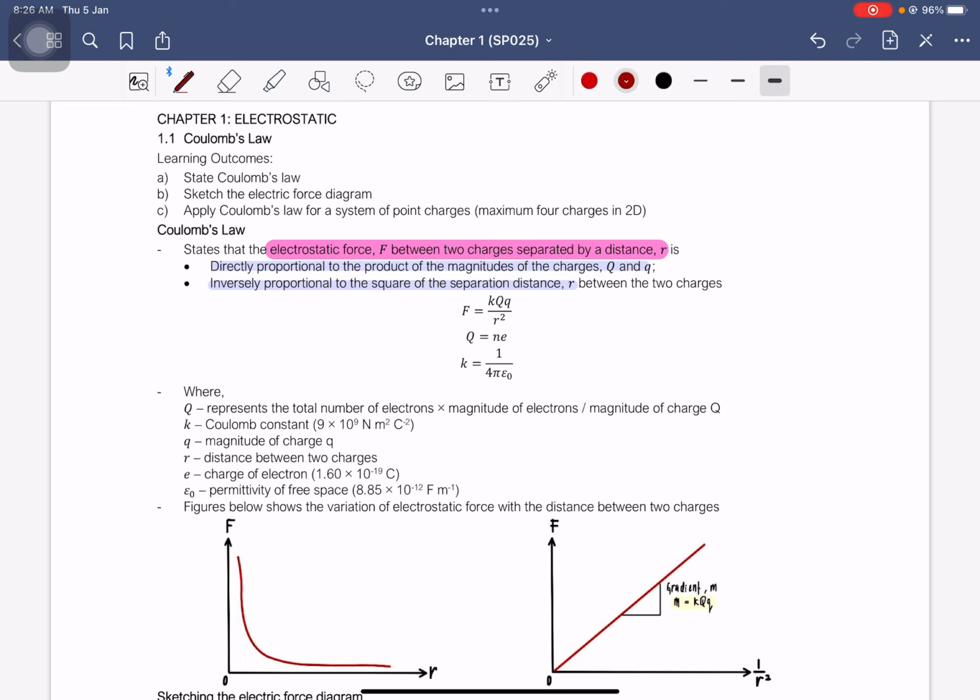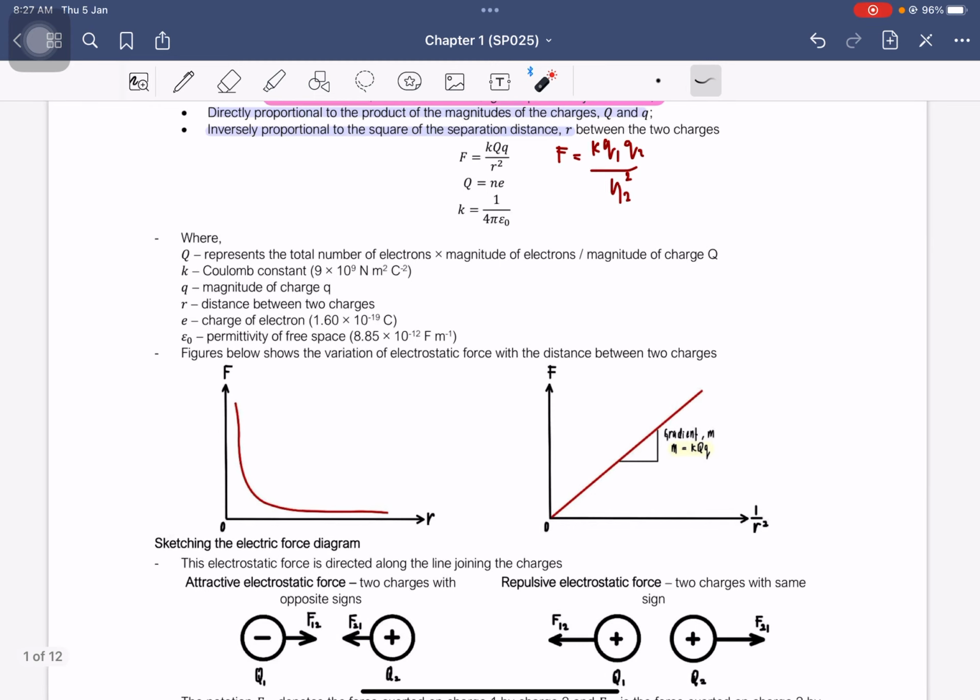Okay, so basically this equation can also be written as Q1 Q2 over R12 squared. So it is the same thing. The magnitude of charge can be calculated by multiplying the number of electrons with the charge of an electron. And K, which is Coulomb's constant, is given as 1 over 4 pi times epsilon naught, which is the permittivity of free space. And the value is given here, as well as the charge of an electron.